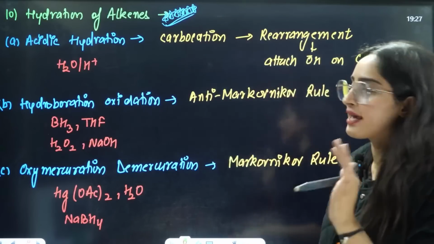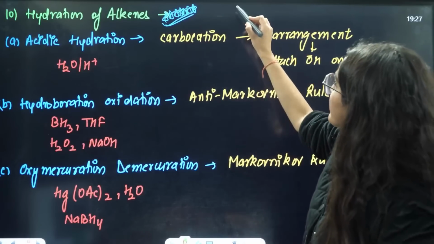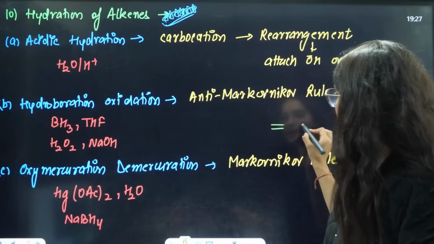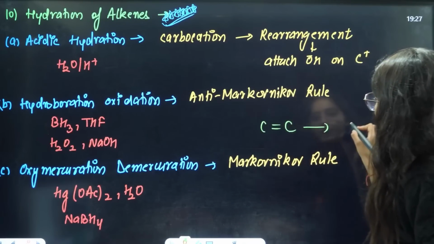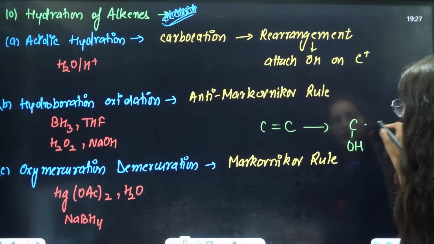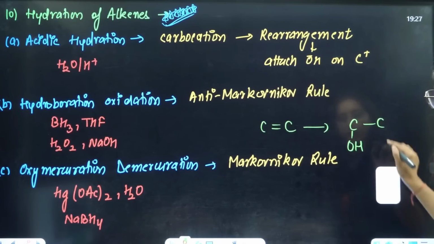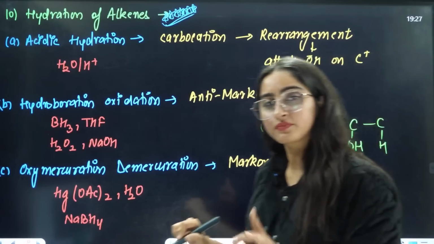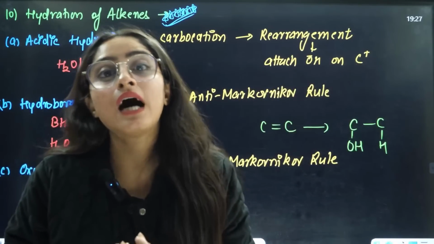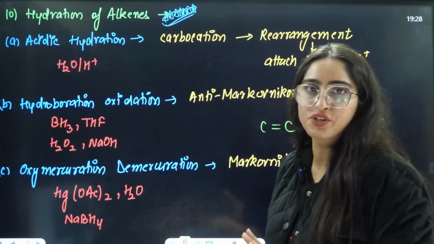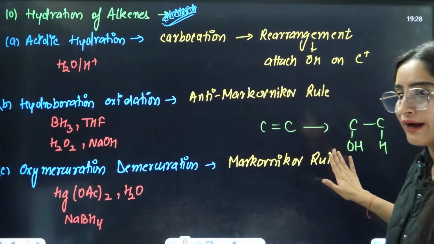In all these cases, we will have a double bond, for example, a double bond like this. To one carbon we will add OH, to the other we will add H. This is the hydration of alkene. But how the hydration will happen, that is a question.